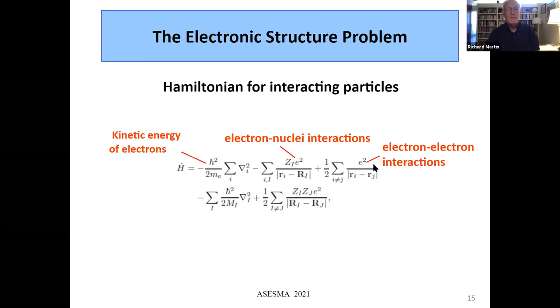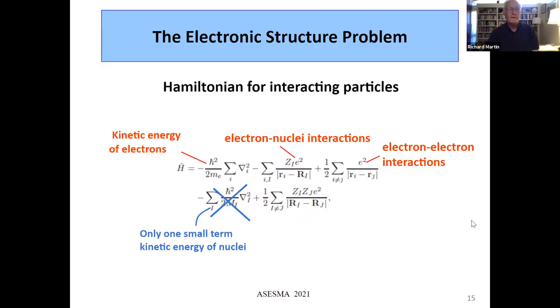But one thing we can notice already is that these two are similar orders of magnitude. The electron-electron interaction just cannot be neglected in anything that approaches quantitative accuracy. The terms below involve the nuclei directly, and only one term in this entire formulation is small, and that's the kinetic energy of the nuclei. And we just set it to 0.